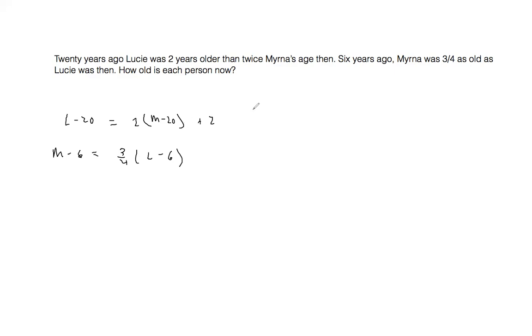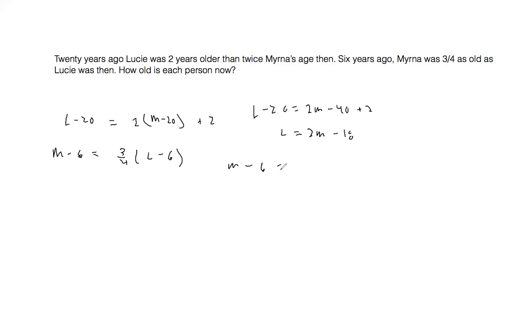I'm going to tackle my first equation by distributing first. L minus 20 equals 2M minus 40 plus 2. Now I'm going to add 20 to both sides and then add 2. So I'm going to get L equals 2M minus 18. And on my second equation, I'm going to do the same thing.